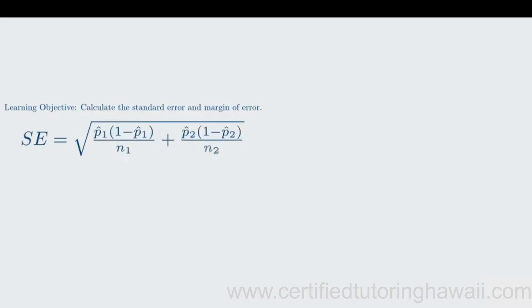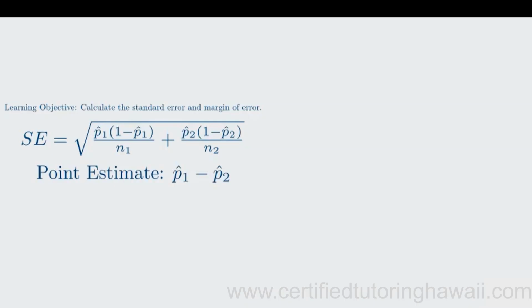Now that we have verified our conditions, let's look at the building blocks of our confidence interval. To understand the precision of our estimate, we first need to calculate the standard error. The standard error for the difference between two proportions tells us how much we expect the difference in sample proportions to vary from the true difference in population proportions due to random sampling.